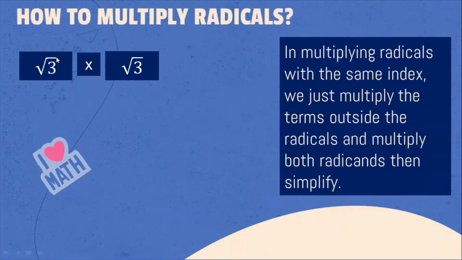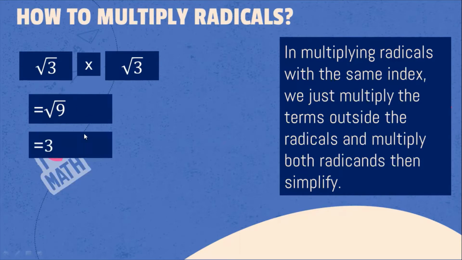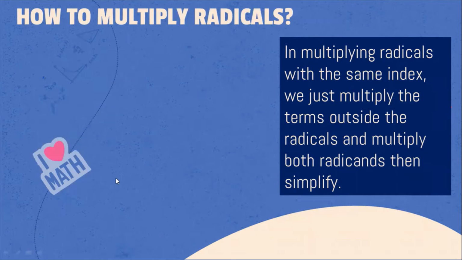What is the square root of 3 multiplied by the square root of 3? We just simply multiply both radicands. 3 multiplied by 3, that is the square root of 9. Can we simplify the square root of 9? Yes, because 9 is a perfect square. The square root of 9 is 3. The final answer is 3.